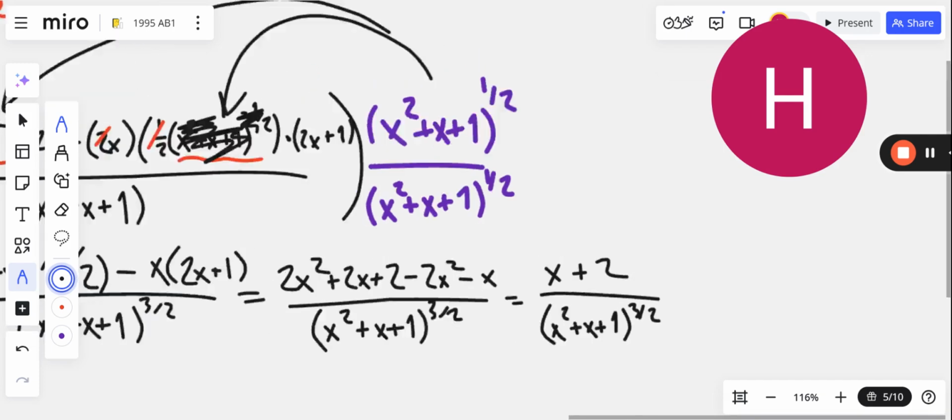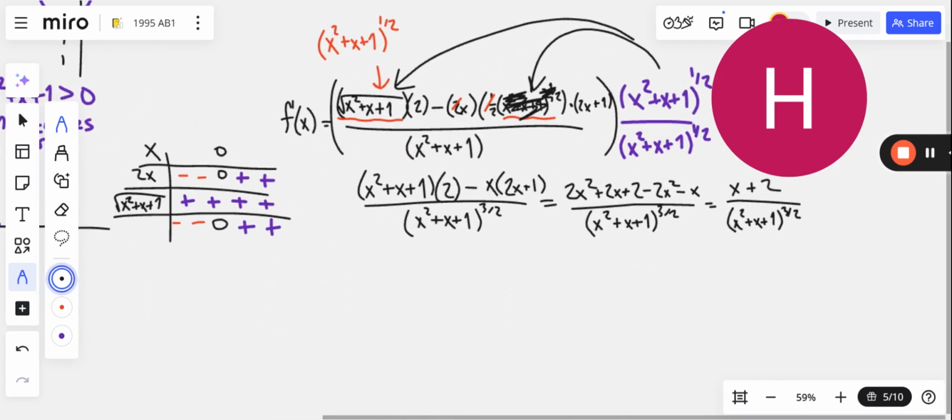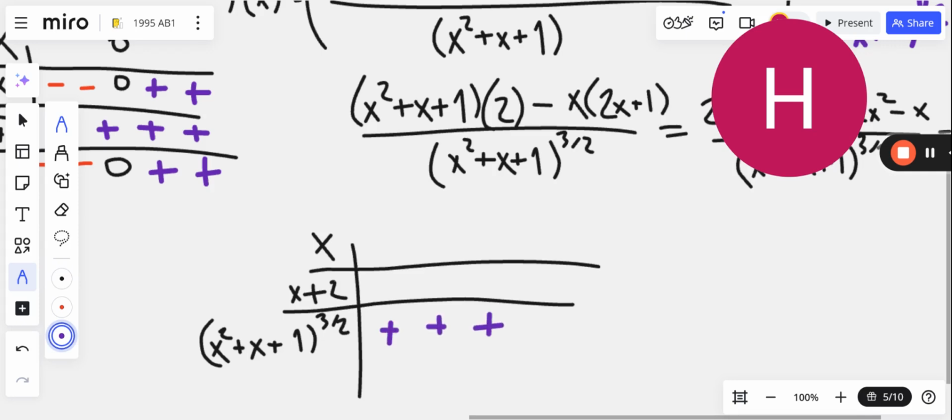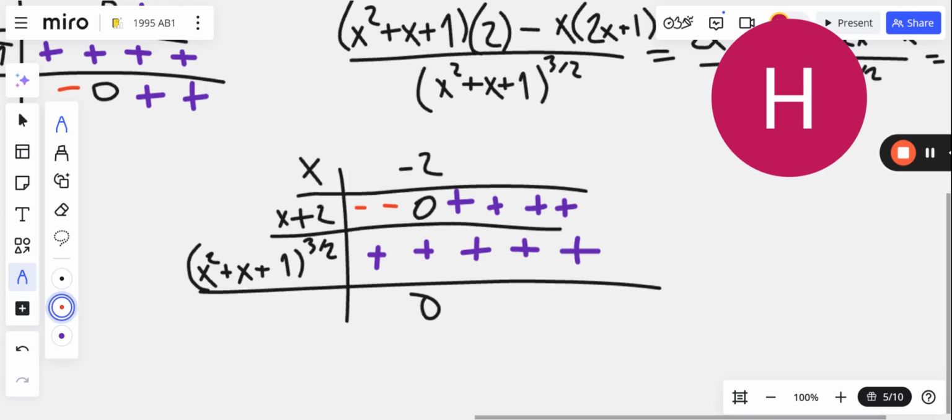Now if we analyze the derivative on a sign chart, we have two main factors. We have x plus 2, and then we have this expression, which again we know is always positive, x squared plus x plus 1 to the 3 halves. That is always positive. It's never 0, it's never negative. The top factor just has a 0 when x is equal to negative 2. Anything to the left is negative, anything to the right is positive, which means we have a critical point, and more specifically, we have a minimum at x equals negative 2.